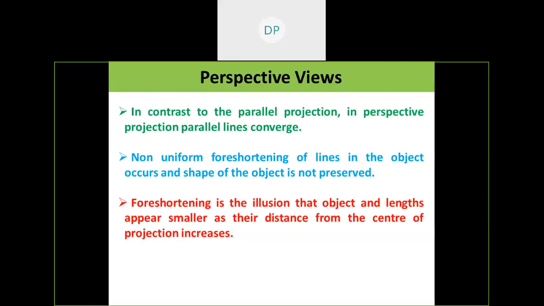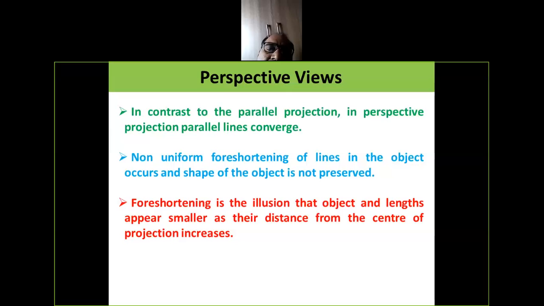Now perspective, in contrast to the parallel projection. In perspective projection, parallel lines converge, whereas parallel projection keeps them parallel. In non-uniform foreshortening of lines, the shape of the object is not clear. Foreshortening means the length is foreshortened.